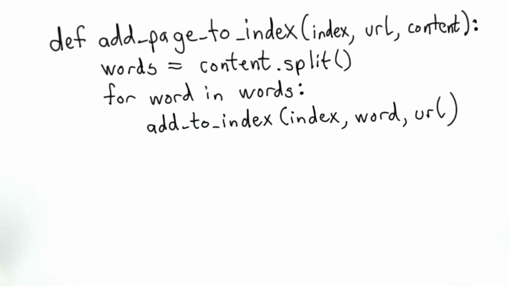Note that if a word occurs more than once on the same page, we're going to keep adding it to the index each time. So there might be more than one occurrence of the same URL in the list of URLs associated with a word. Depending on what we want our search engine to do and how we're going to decide how to respond to queries, this might be a good thing or a bad thing. We'll talk more about that in a later class.